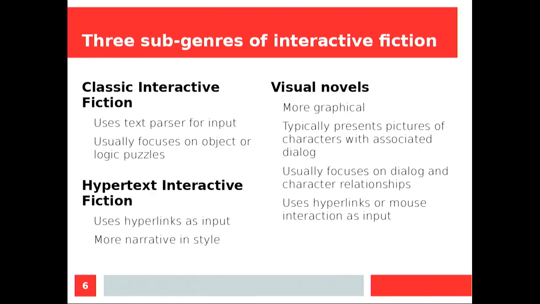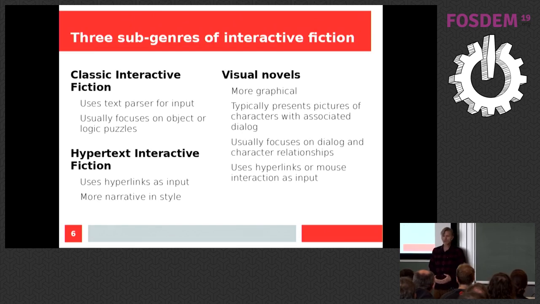There's three subgenres. I've invented these myself, so say I. There's classic interactive fiction, which people of a certain age, my age, will remember as Zork. It uses a text parser for input. It focuses largely on object puzzles. There's hypertext interactive fiction, which uses hyperlinks as input. And this tends to have stylistically more narrative flow. And there are visual novels, which all of you hentai people will know as dating sims. They are more graphical. They typically present a picture of a character and have associated dialogue. Usually they focus on character relationships. And they also use hyperlinks or mouse interaction as input.